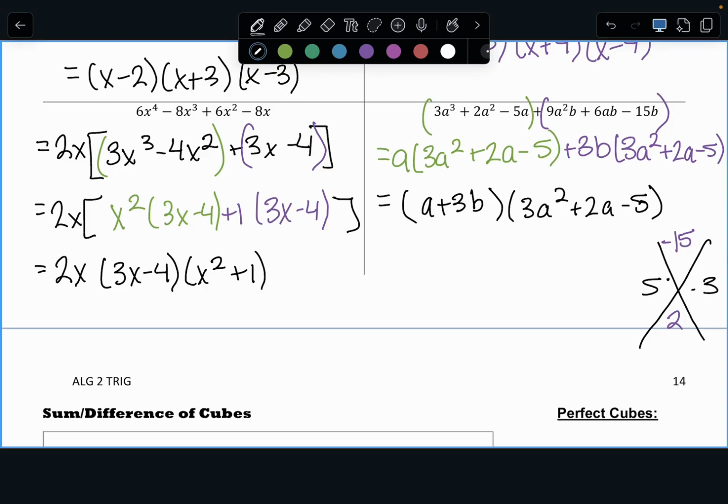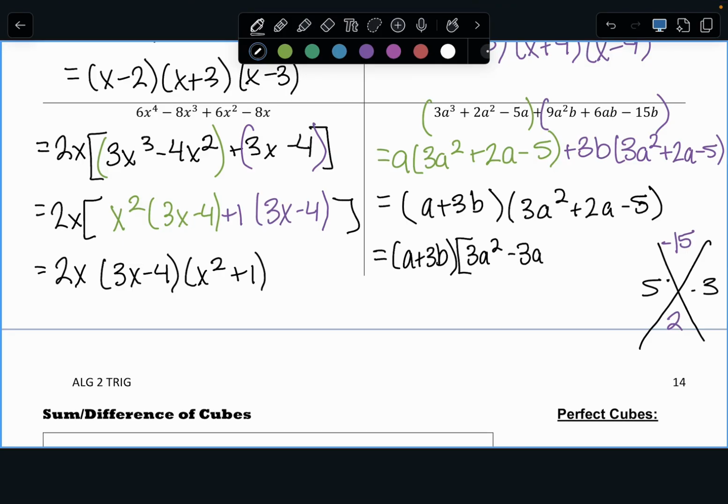And now I'm going to have to do grouping again because A is not 1. So I have to rewrite my middle term and group again. So my A plus 3B stays. It's done. It's going to follow me all the way down. This piece I can rewrite. So I'm going to rewrite it as 3A squared minus 3A plus 5A minus 5. You could put those in any order. I'm choosing this order because the 3s clearly have a GCF.